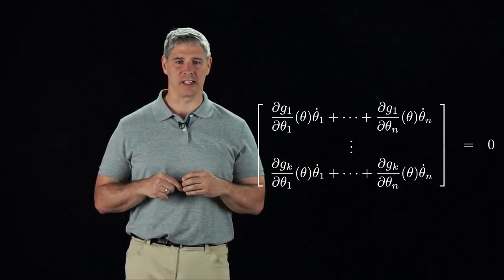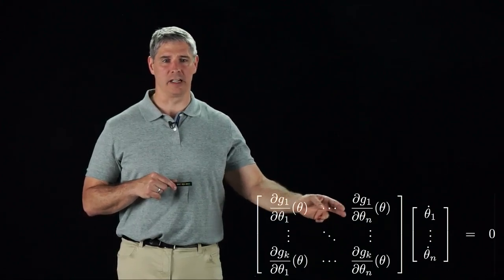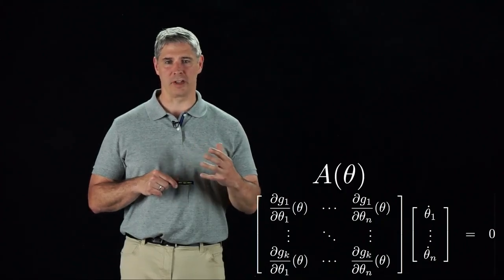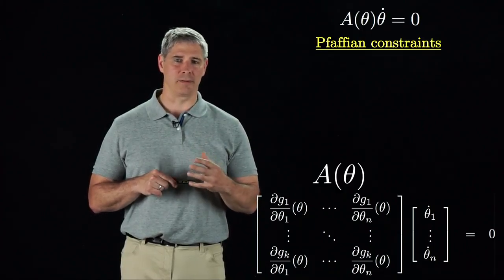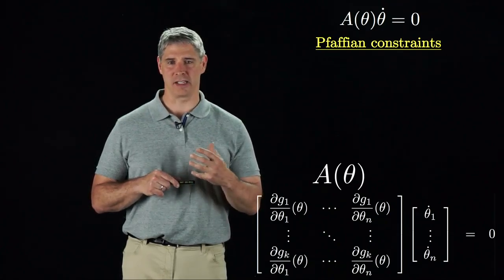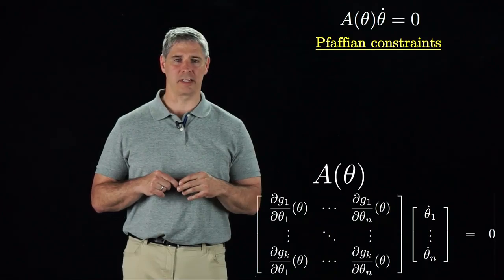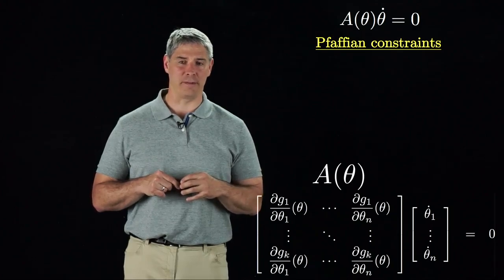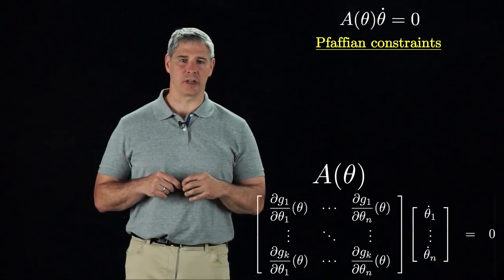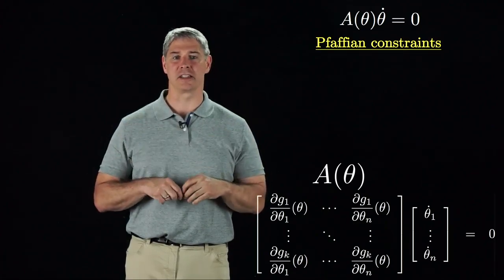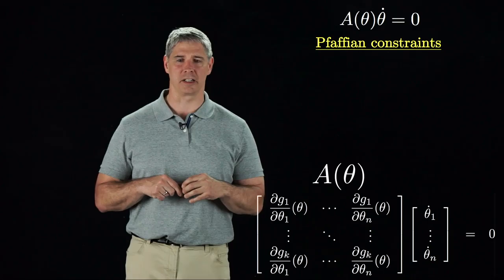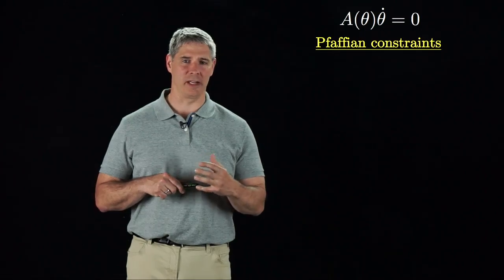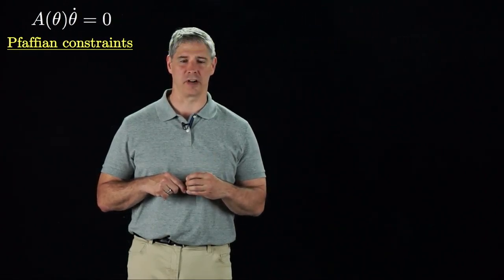We can write these constraints as a matrix dependent on the configuration theta times the joint velocities theta dot equal to 0. If we call this matrix A of theta, we can write the velocity constraints as A of theta times theta dot equals 0, where the A matrix has k rows and n columns. Velocity constraints like this are called Pfaffian constraints. Sometimes we call holonomic constraints integrable constraints, since they are essentially the integral of these velocity constraints. In some cases, though, a set of velocity constraints cannot be integrated to equivalent configuration constraints.